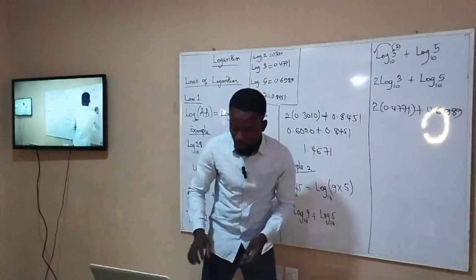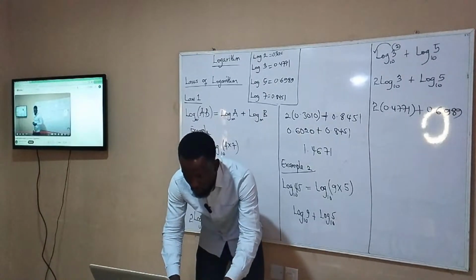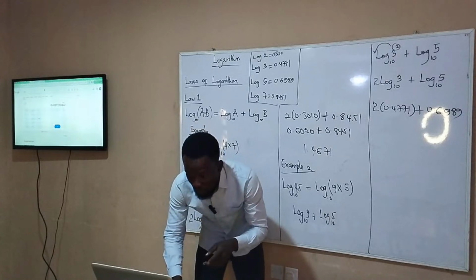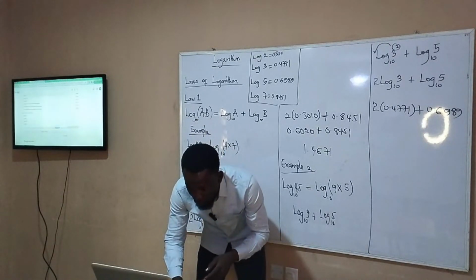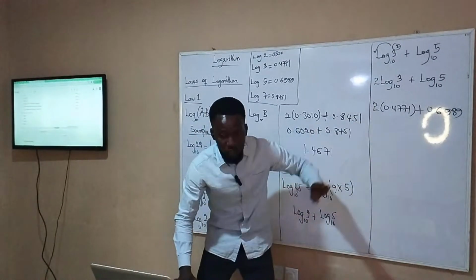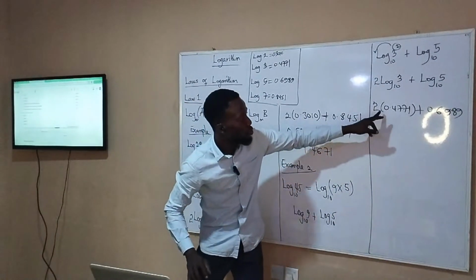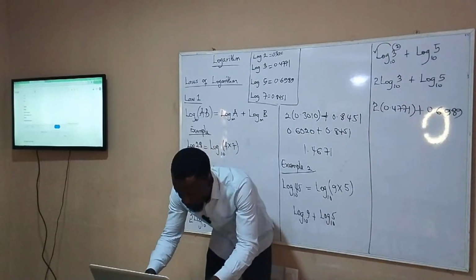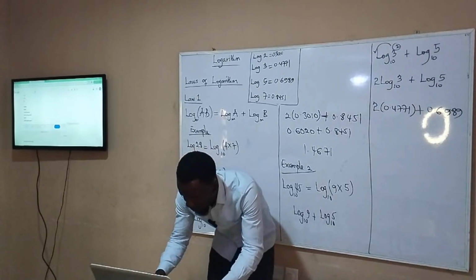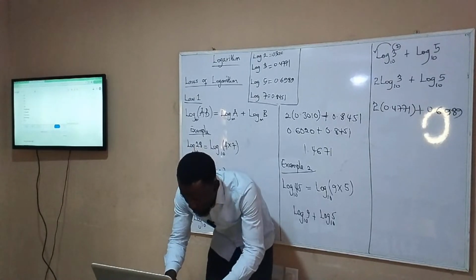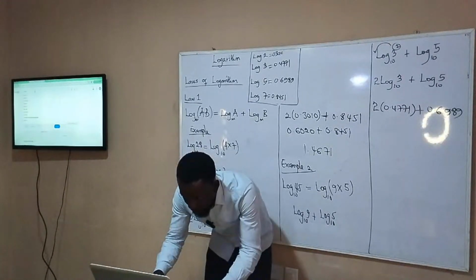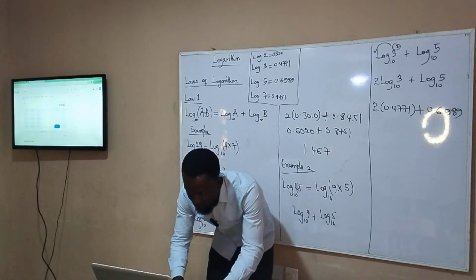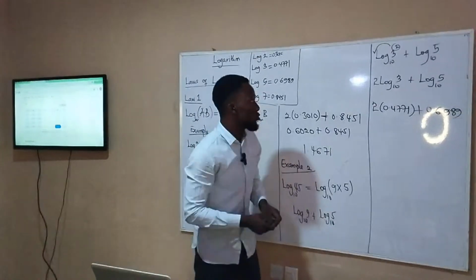So let us quickly do this mathematics together. I have my calculator here. That is the type of calculator you'll be faced with when you're writing examination. I'm talking about the calculator without logarithm. So all you need to do is punch 2 times 0.4771, which should give us 0.9542.